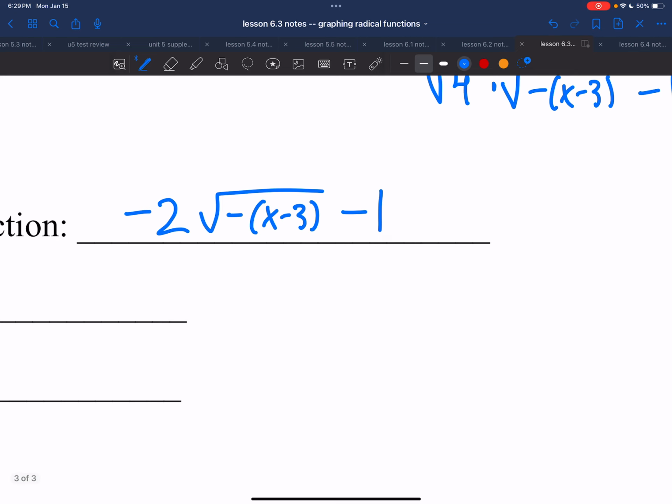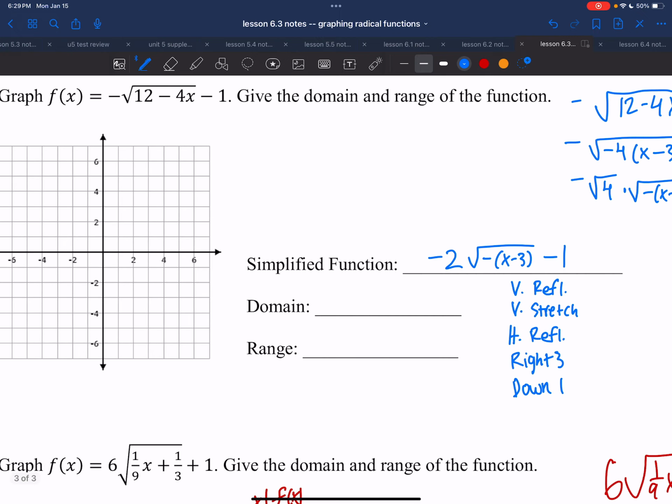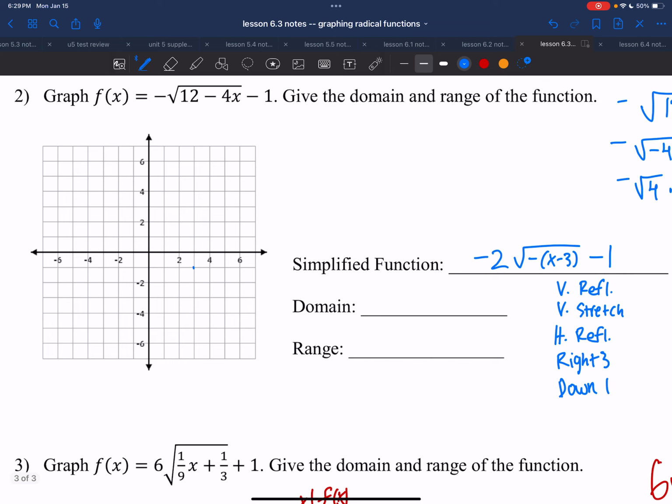So got a lot of negatives here. Oh, it's chock full of them. The negative 2 is a vertical reflection and a vertical stretch by a factor of 2. The negative on the inside is a horizontal reflection. So we're actually reflecting twice, once vertically and once horizontally. X minus 3 moves it right 3, and the minus 1 on the outside of the function moves it down 1. A lot of transformations going on here. But right 3, down 1 will tell me the endpoint, and that'll give me a good starting point for my function. Right 3, down 1, like so.